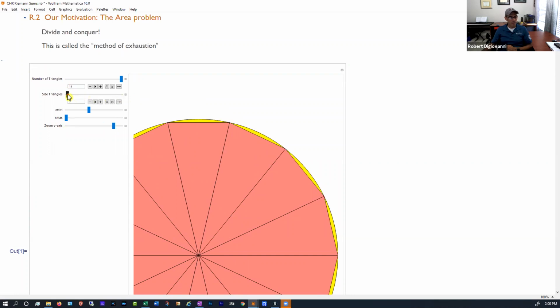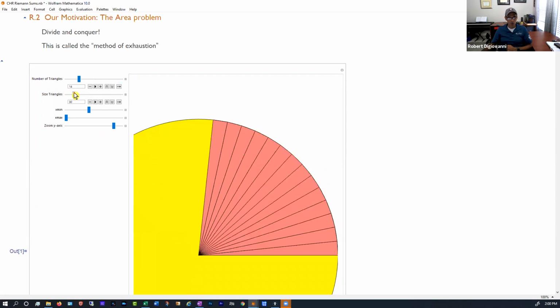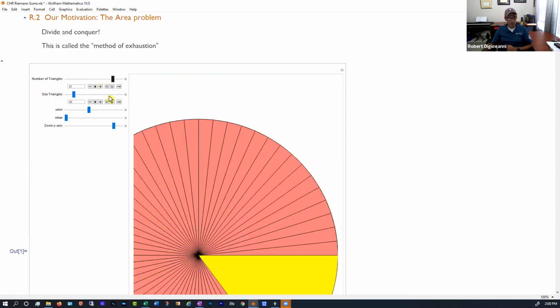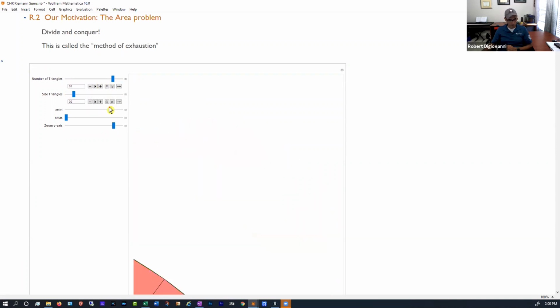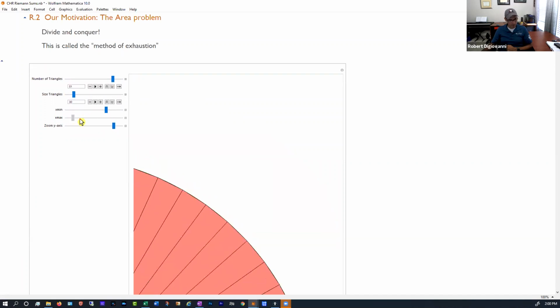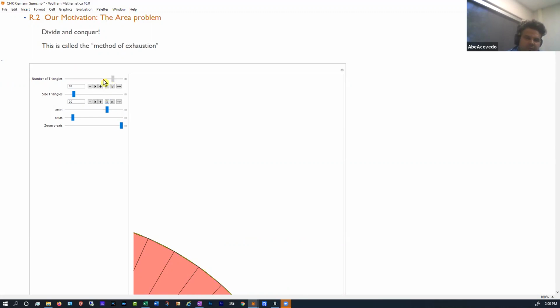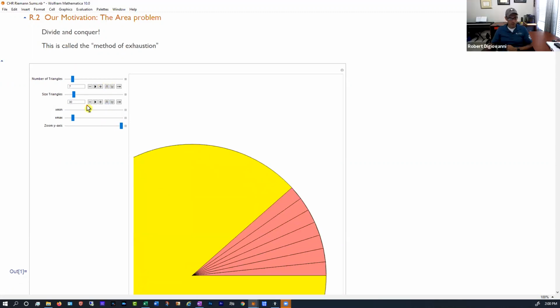But if I could get more in there, like if I can make my triangle smaller and smaller and put more of them in there, then I can, I hope you can see. I don't think I can zoom in anymore. That's the most I can zoom in here. But can you all still see the yellow here? I still have that little error in there. Okay. Let me get this back.